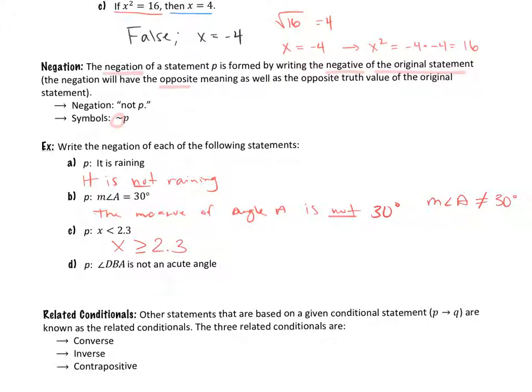In example D, the statement is that angle DBA is not an acute angle. And while you could negate this by saying that angle DBA is not an acute angle, your English teachers would probably be pretty unhappy with you, and it could get pretty confusing. So, in this case, we're just going to take the word not out of the sentence and say that angle DBA is an acute angle.